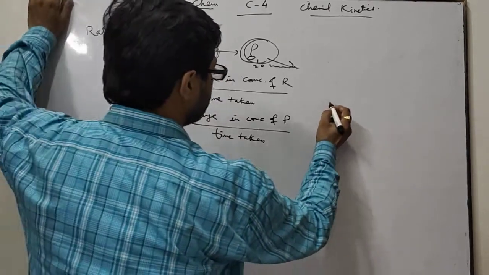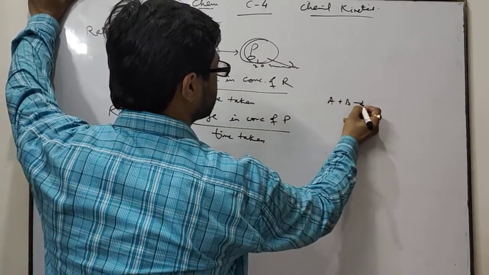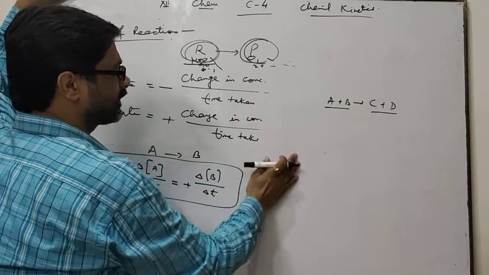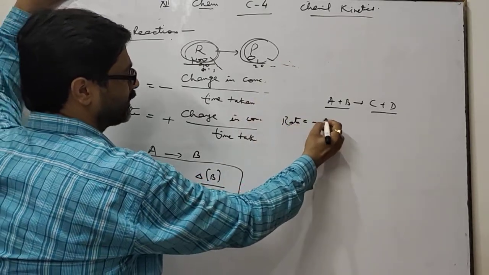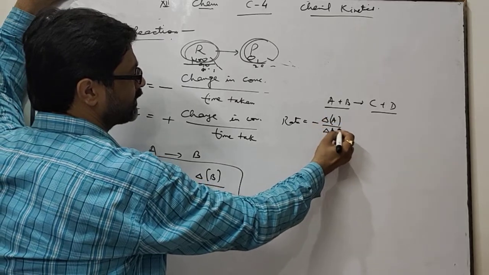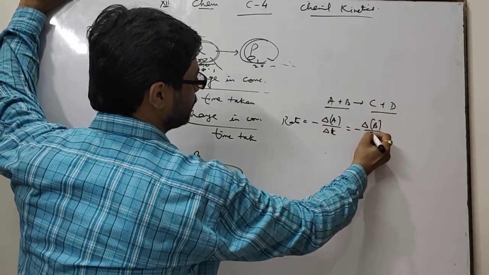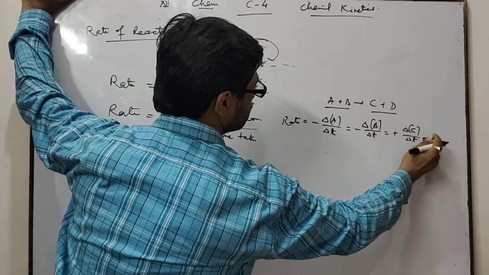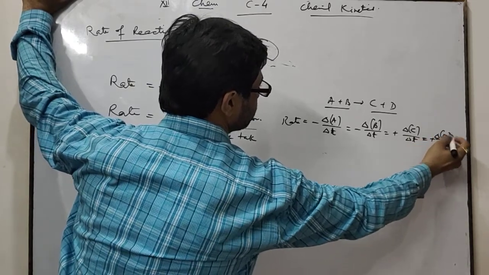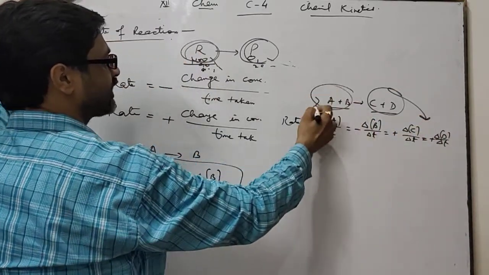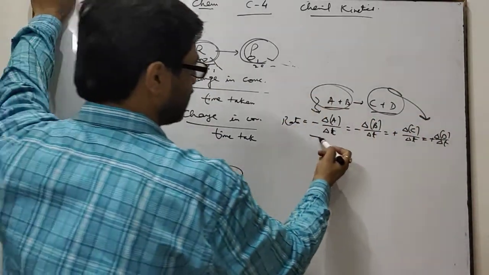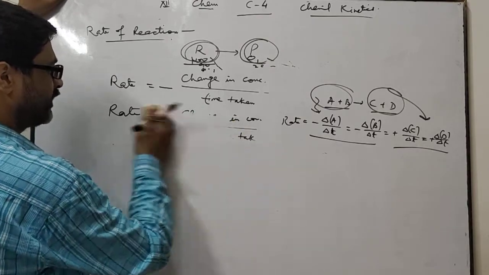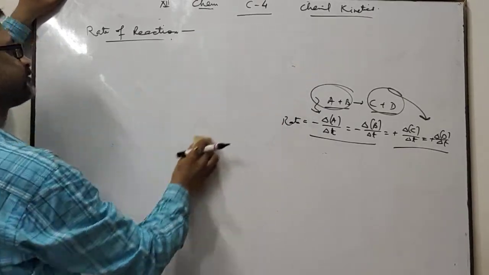See here, if A plus B gives C plus D, here two reactants and two products are present, then you can write rate equals minus delta concentration of A upon delta T equals minus delta B by delta T equals plus delta C by delta T equals plus delta D by delta T. The reactants have a negative sign because they decrease continuously, and the products have a positive sign because they increase continuously.